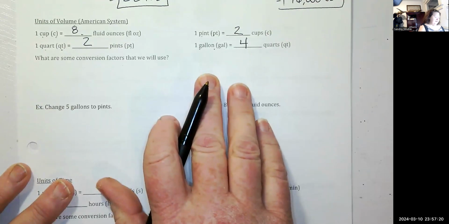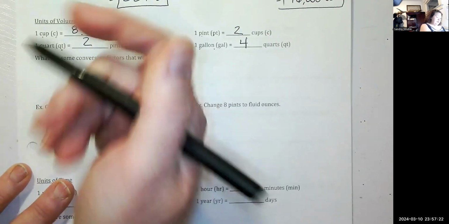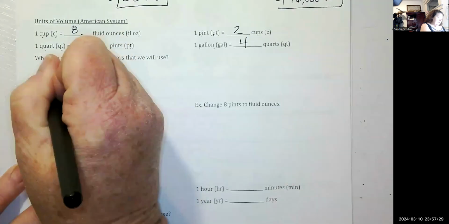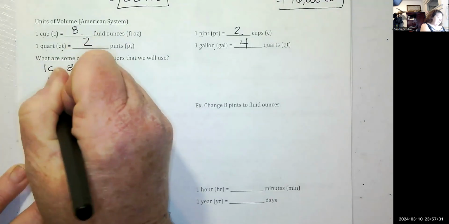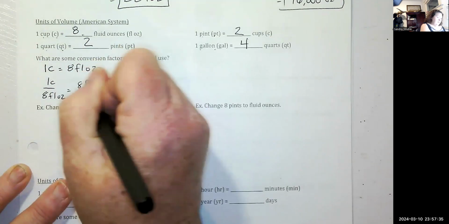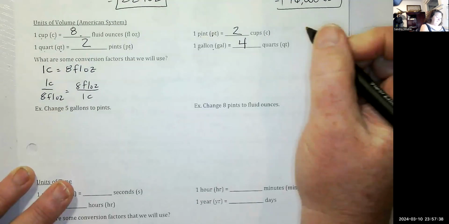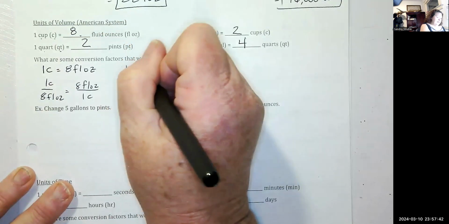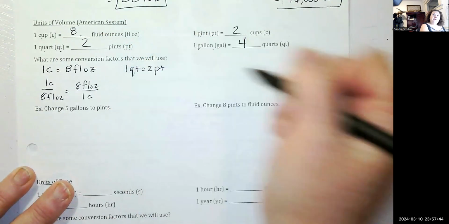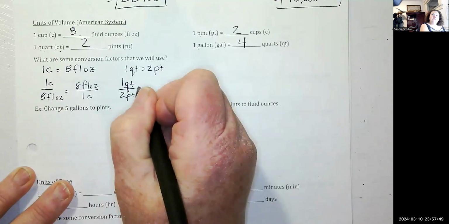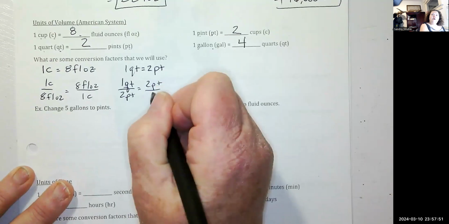All right. What are some conversion factors that we will use? Well, I'm going to do just this. 1 cup is equal to 8 fluid ounces. So I could have 1 cup divided by 8 FLOZ, or 8 FLOZ, fluid ounces, divided by 1 cup. Next, 1 quart is equal to 2 pints. So I could have 1 quart over 2 pints, or 2 pints over 1 quart.